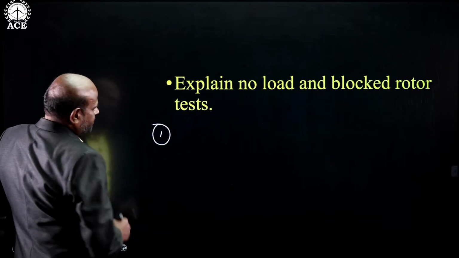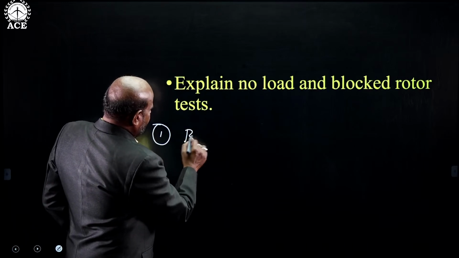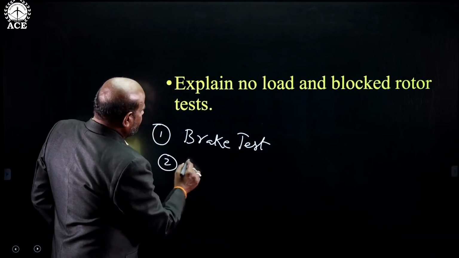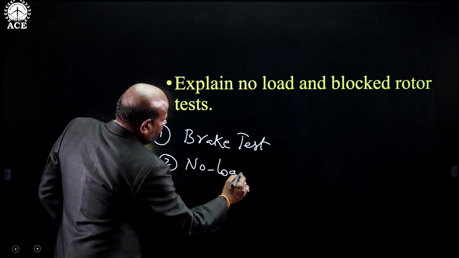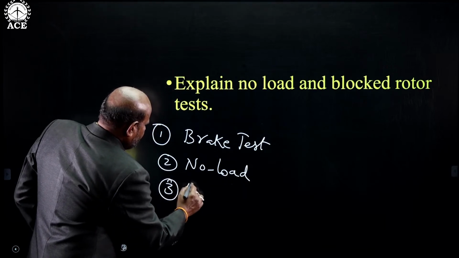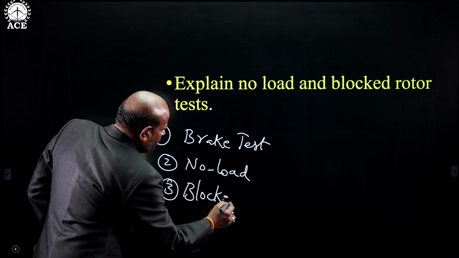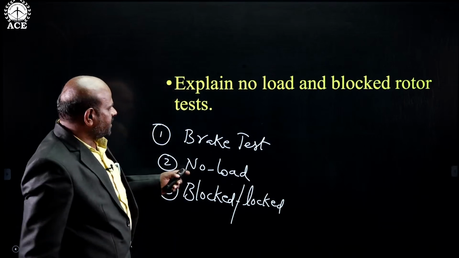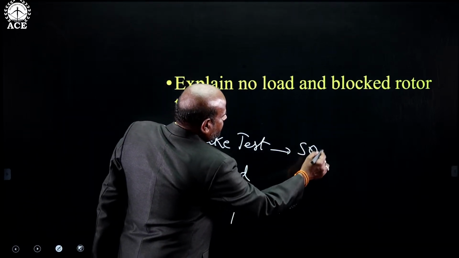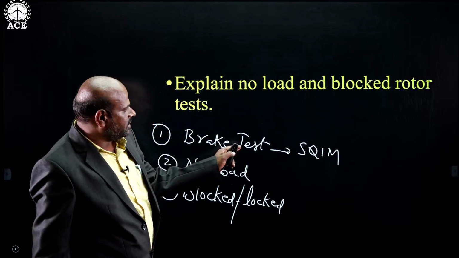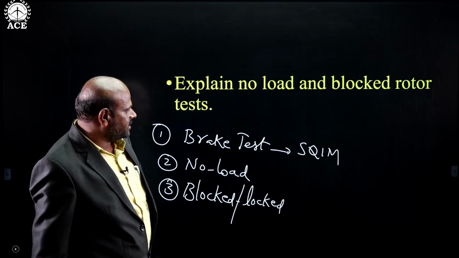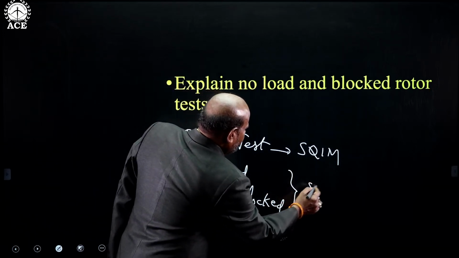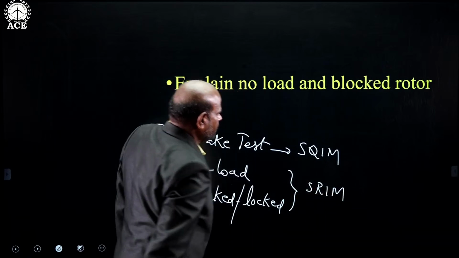The first test is the brake test. The second one is the no load test. The third one is the block rotor or lock rotor test, where the rotor is locked. The brake test can be performed on a squirrel cage induction motor. As we all know, induction motors are of two types, squirrel cage and slip ring. The other two tests are performed on a slip ring induction motor.